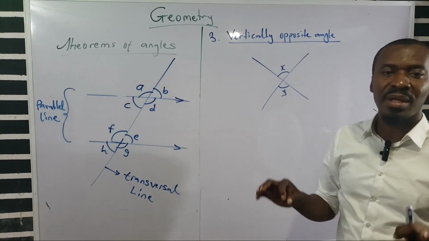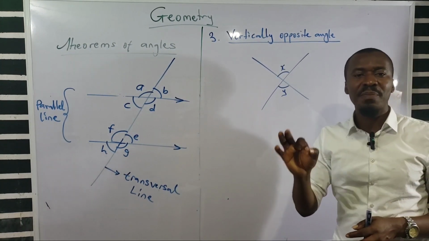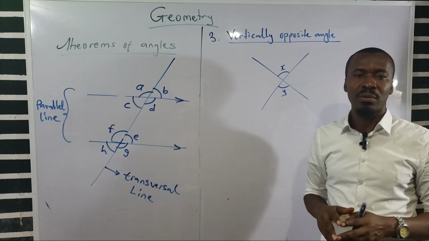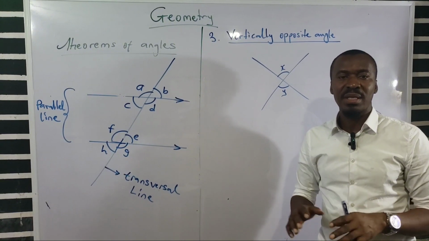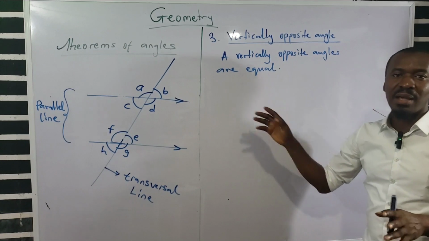What is the theorem behind vertically opposite angles? The theorem behind vertically opposite angles is that they are equal. Okay, so anywhere you have vertically opposite angles, they are what? Equal. Vertically opposite angles are equal.